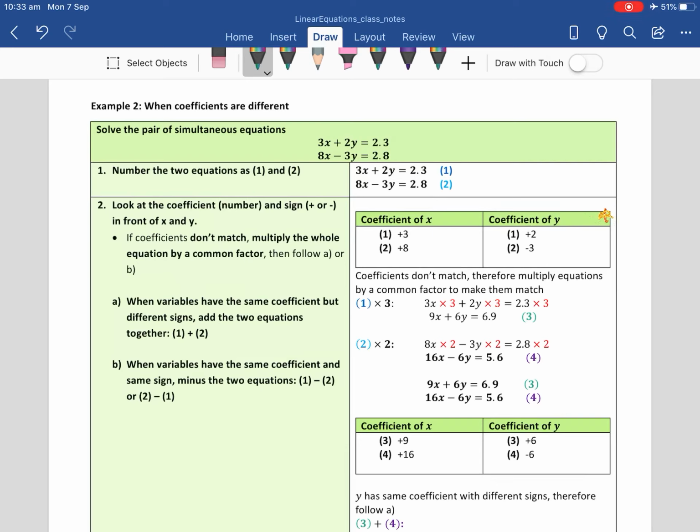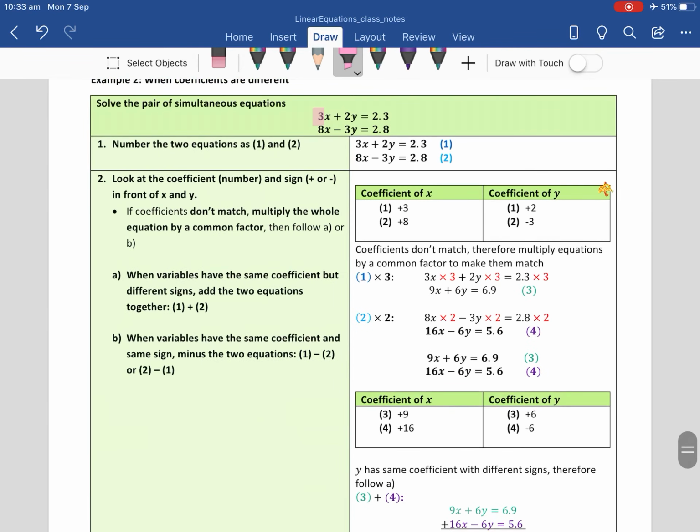The coefficients, I'll highlight them. The coefficients of x are 3 and 8, so that's already different, and the coefficients of y are positive 2 and negative 3. So none of them are the same. What we need to do here is make them the same. It says here, coefficients don't match, therefore we need to multiply the equations by a common factor to make them match. So we need to get these coefficients somewhat similar.